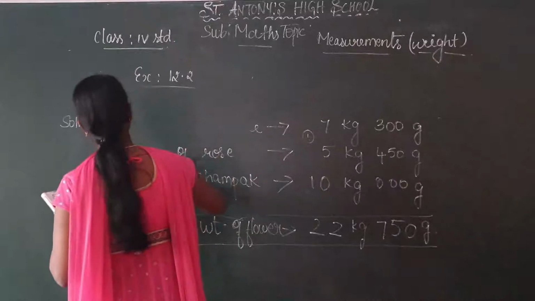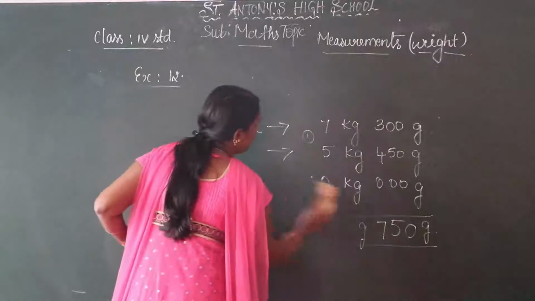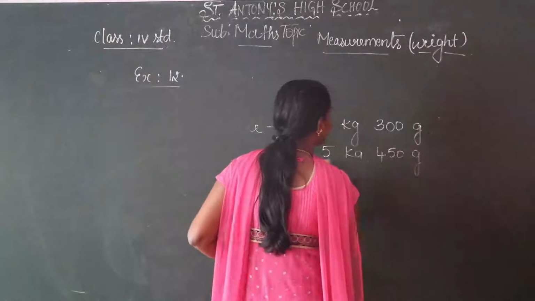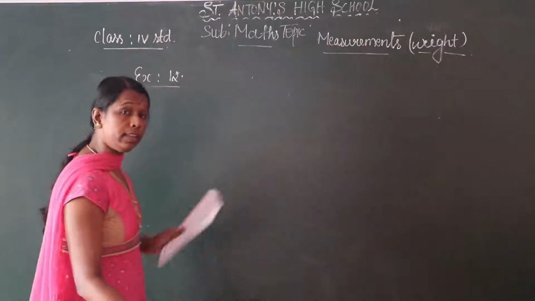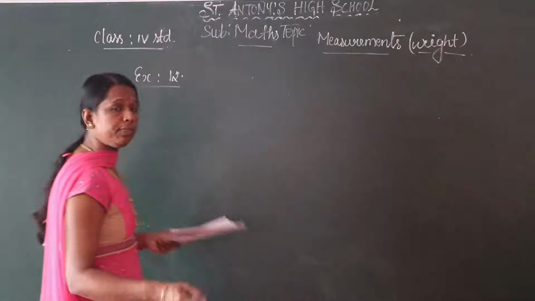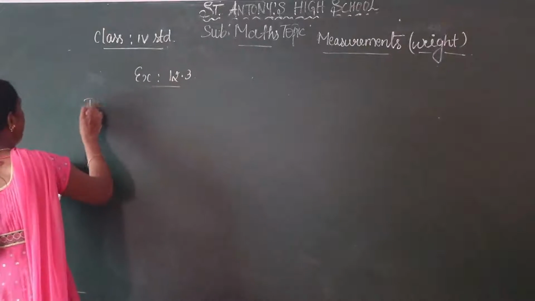From exercise number 12.3. So clear? While adding, if they are not given the grams, you have to write zeros in that place. It will avoid confusion while doing addition or subtraction.